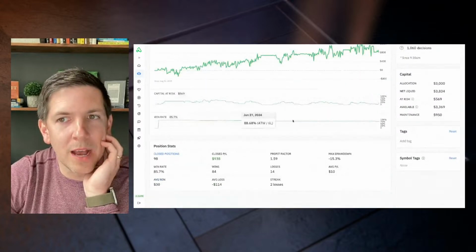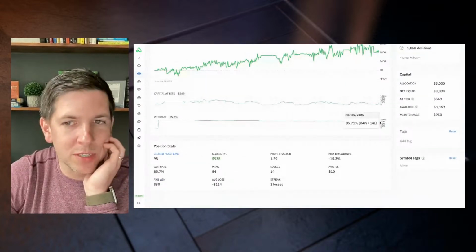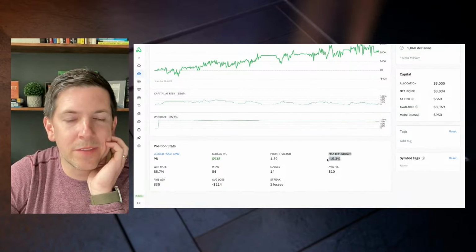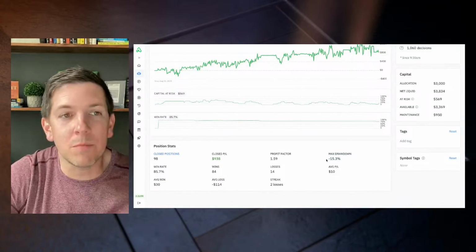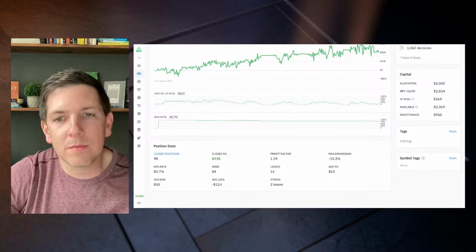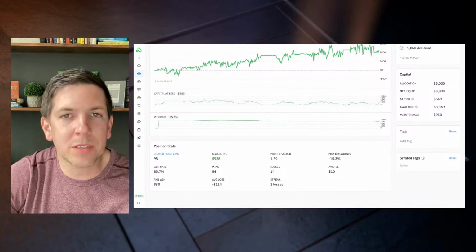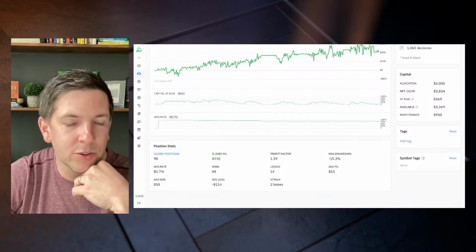Win rate on this bot right now is about 85%. The drawdown that we went through at any point was about 15%. So, of course, you're not going to be immune to drawdowns. Totally a manageable drawdown. Even something 20, 25% seems manageable for a leverage strategy.